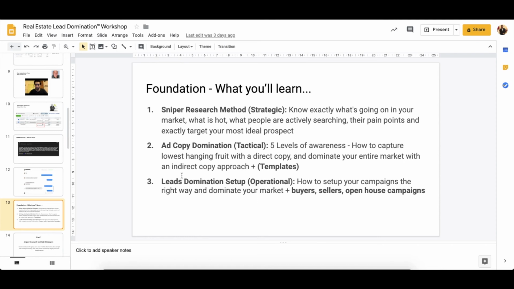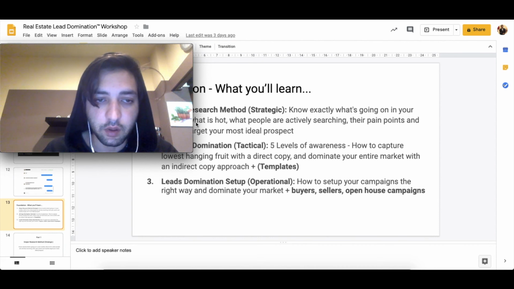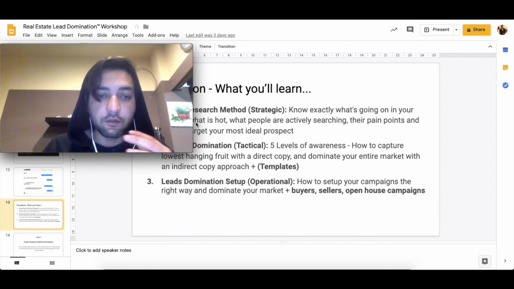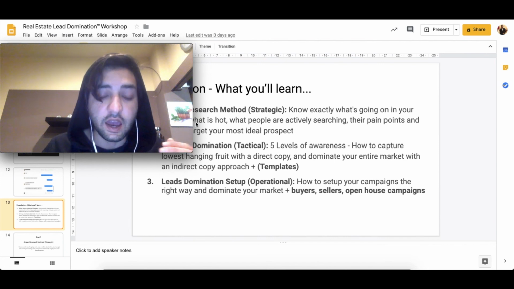How, number one, we are generating leads off of Facebook, how we are researching our market, how to know the ideal prospect, how to write the ad copy that basically resonates with those prospects, and go through the Eugene Schwartz 5 levels of awareness, from people who are most aware to people who are unaware, and how you can capture the entire market and find out the ideal prospect, and then how you're going to set up your campaigns, buyer campaigns, open house campaigns, seller campaigns, everything literally. And I give you the templates that you should be running. It has the proven to convert ad copies, and how you should set up your follow-up system.